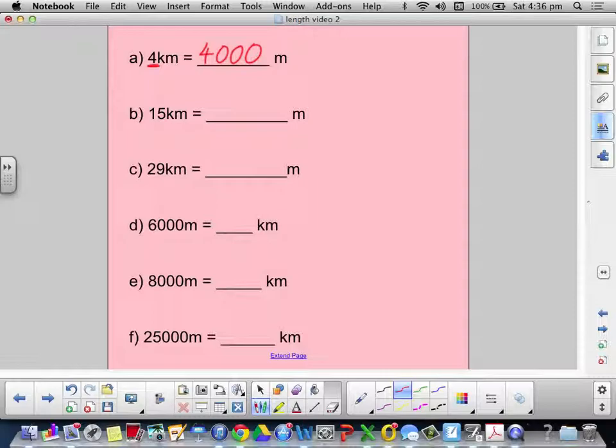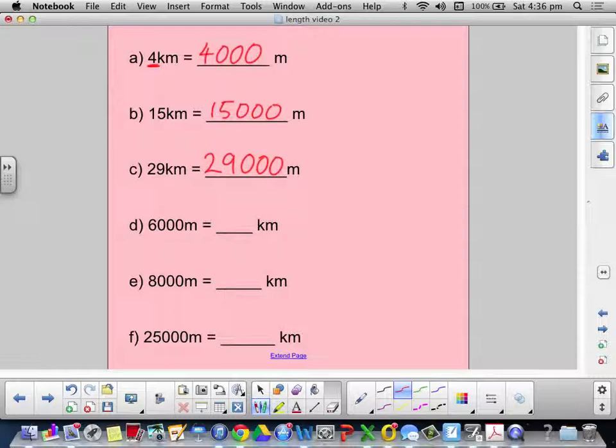Pause me now and have a go at B and C. They're quite similar. Once again, we're multiplying by 1,000 because there's 1,000 metres in a kilometre. So B is 15,000 metres. C, 29 kilometres is 29,000 metres. It's not hard, is it? There's your answers.